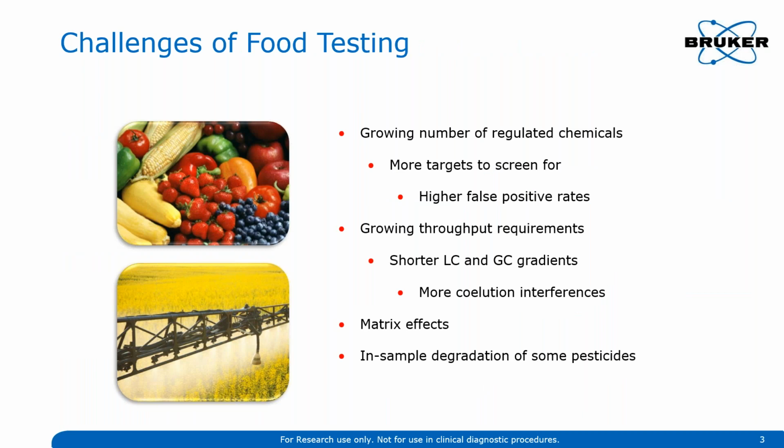However, food testing does have its challenges, of course. The number of regulated chemicals is increasing and databases grow with them. It may result in higher false positive rates. Requirements for throughput grow, driving the need for shorter LC gradients, which may lead to interferences from some of the coeluting compounds. And of course, complex matrices and matrix effects make it difficult to reliably detect and quantify some of these target analytes. Plus, there is a possibility of degradation for some of the less stable compounds even before the analysis.